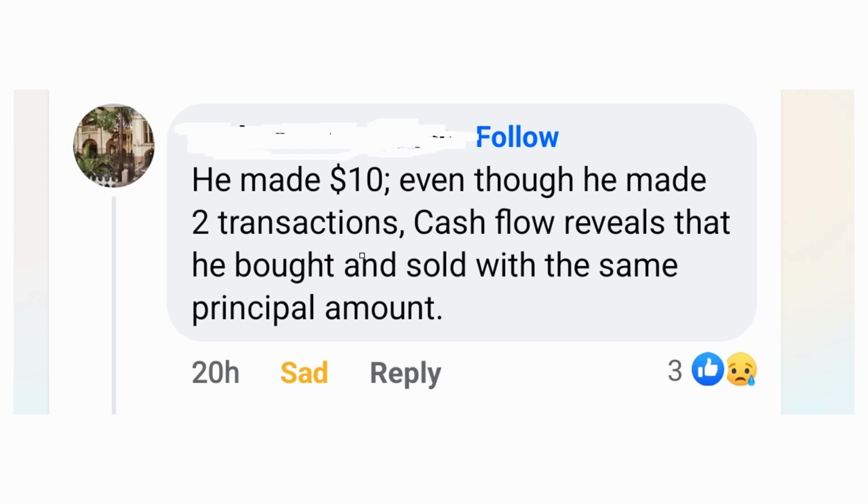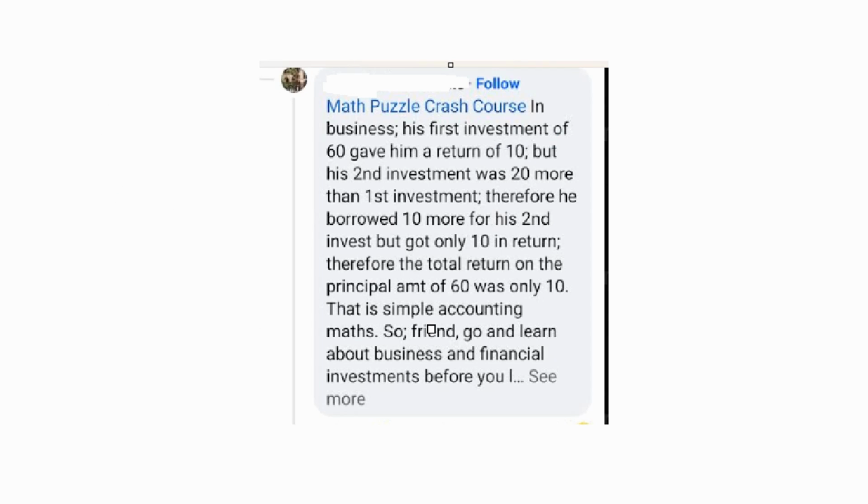And unfortunately, this person kind of went on to argue that they understood business math, but apparently not, because his answer made no sense. But he went on to try to explain it again. He says, in business, his first investment of $60 gave him a return of 10. Now, I agree with that first part that he says up to the semicolon, because yes, he spent 60, he got back 70, so he got a return of 10.